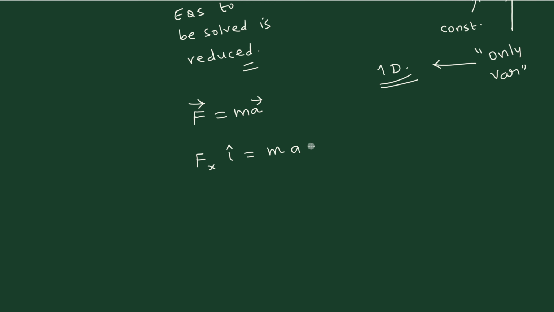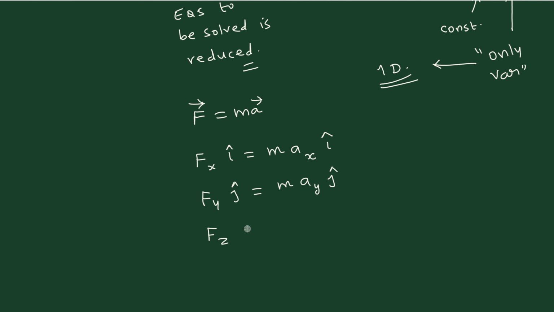It is the acceleration in the x direction, and i is the unit vector. And for the y direction, you have to write like this. Mass will not change when the direction is changing, so I am keeping the same mass here. And then you have the acceleration in the y direction multiplied by the unit vector. That means that particular component.